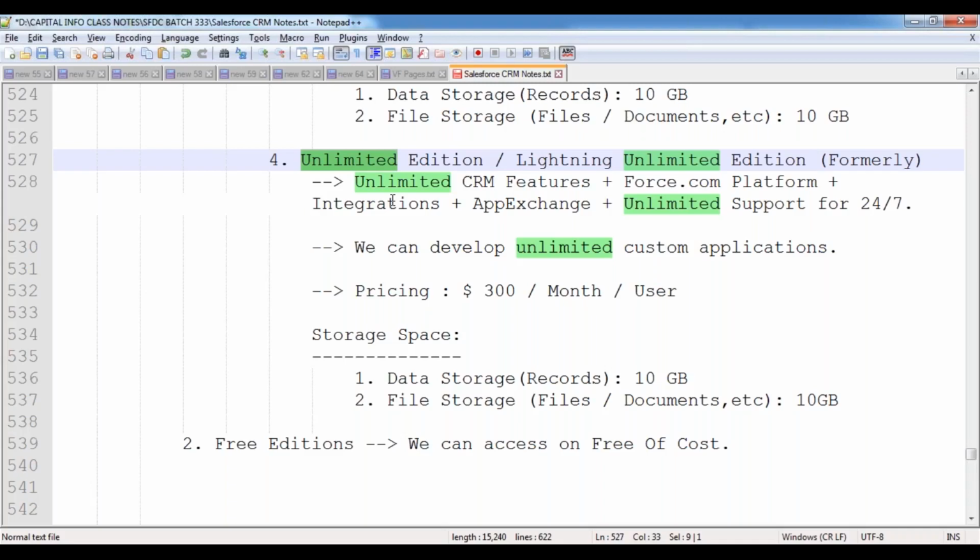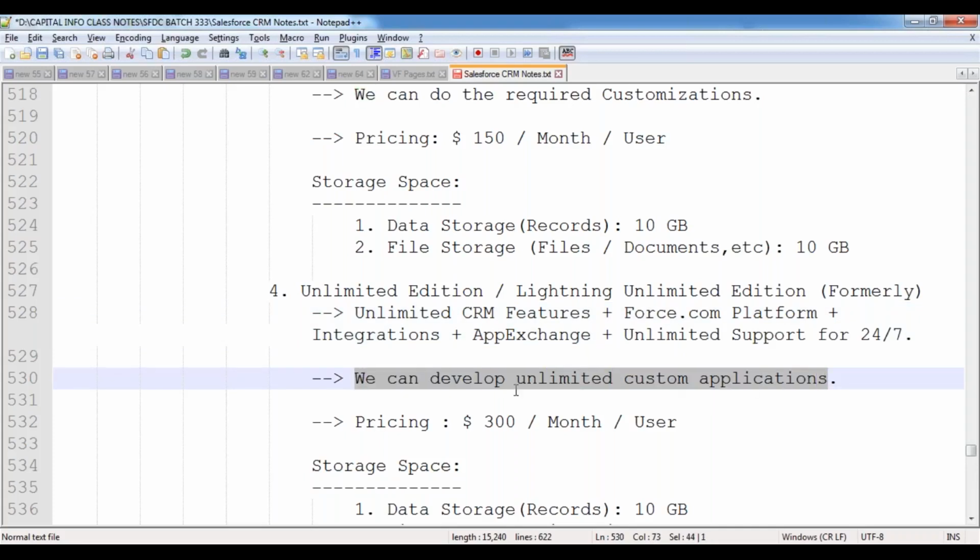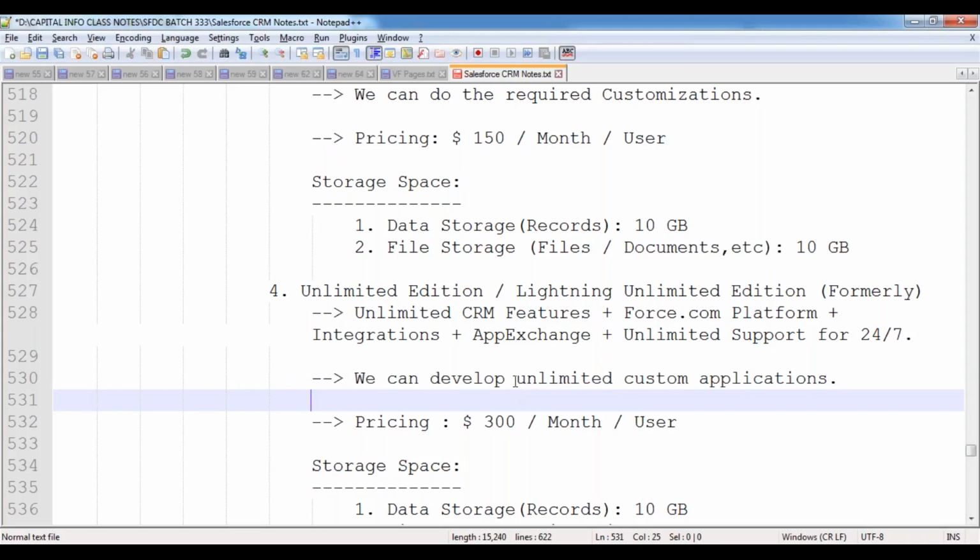Then they will ask what kind of features are there in Unlimited edition and what the licensing cost is. Then you can explain this. As part of Unlimited edition, we get unlimited CRM features, platform and integration facilities, app action facilities, and unlimited support from Salesforce 24/7. We can develop n number of custom applications. All these facilities are available in Unlimited edition. So confidently say in the interview that for our current project, we are using Unlimited edition of Salesforce.